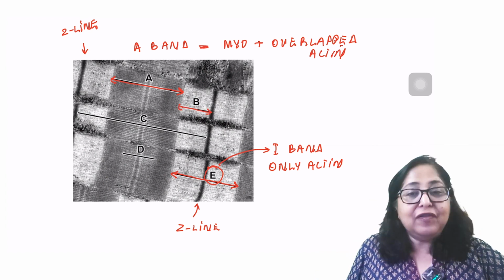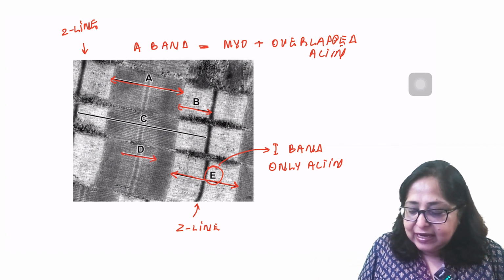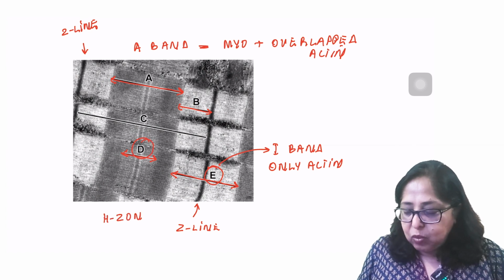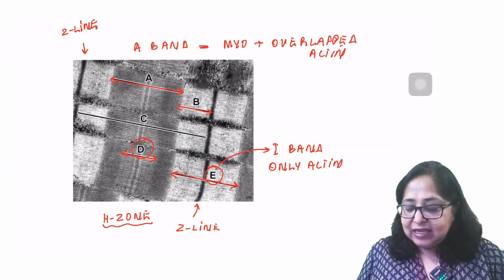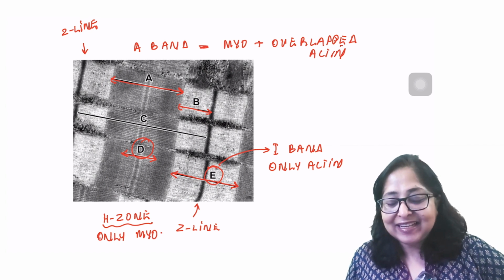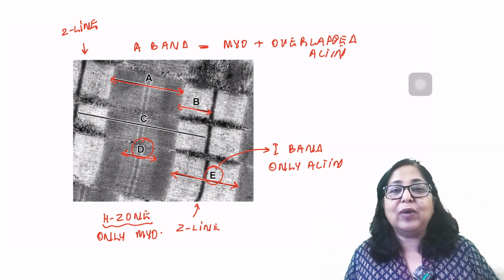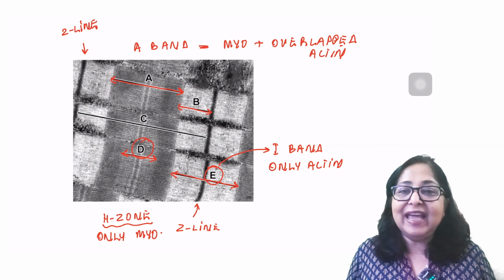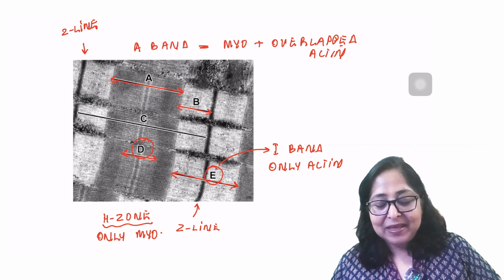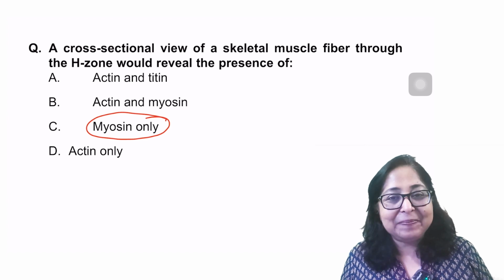B is actually half of I band. Now, within the A band, there is a slightly lighter area, which is called the H zone. And what is H zone? This is only myosin, no actin. Within the dark band is myosin plus overlapped actin, and within the dark band you have a slightly lighter area which is called the H zone, that is only myosin. Remember, the lightest is of course the I band. Now, so that means this will be myosin only.